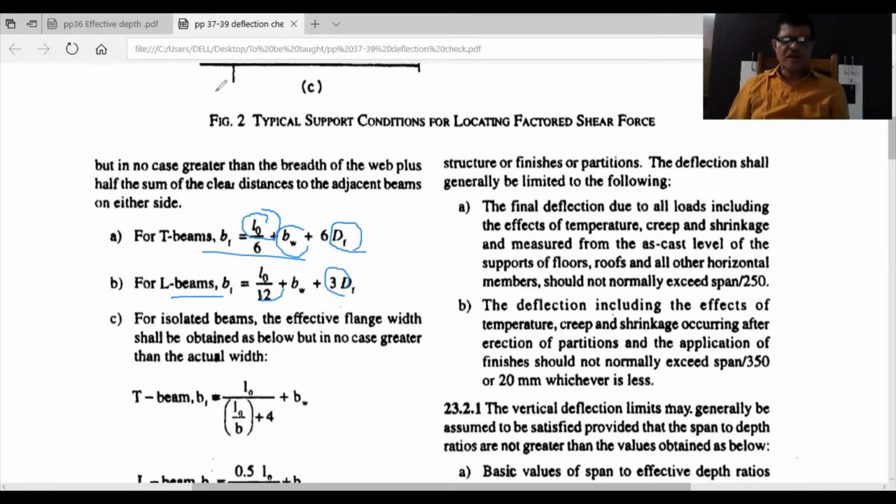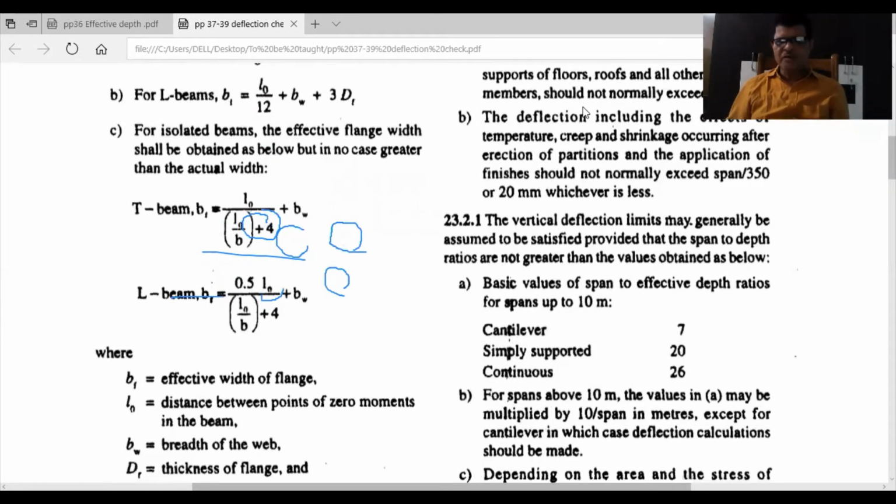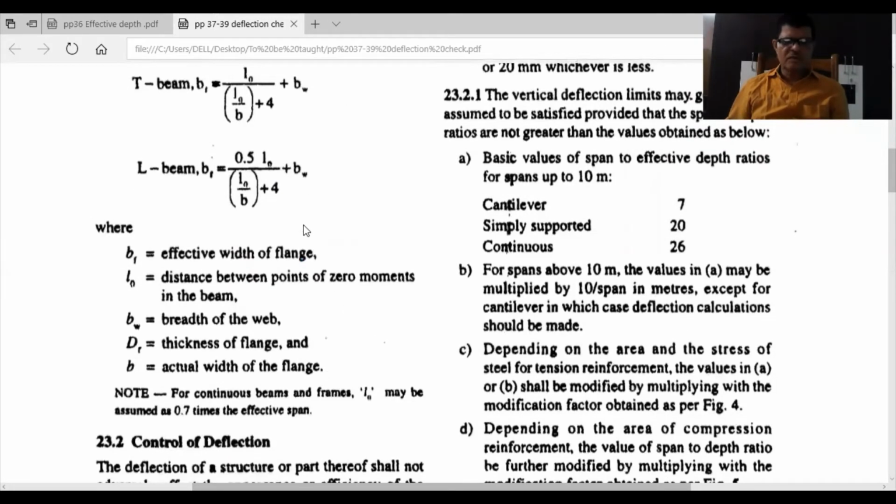And similarly for isolated beams, you can see what the formula is. Isolated means there is only one T-beam, there are no intermediate beams. So for the T-beam, BF is equal to L0 by this plus BW, and for L-beams the value is given. So you can use this for isolated T-beams. That means continuous beams are not provided throughout this hall or in the construction.